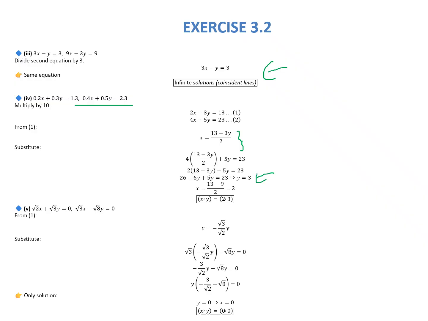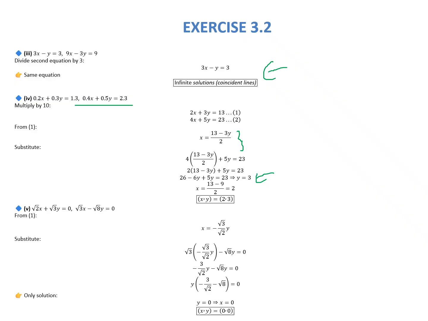We'll solve this. Root 3 into root 3 becomes 3 upon root 2, and then we have root 8 y is equal to 0. We'll take y common here, and then minus 3 upon root 2 minus root 8 is equal to 0. When we solve this equation, we'll get the value of y is equal to 0.